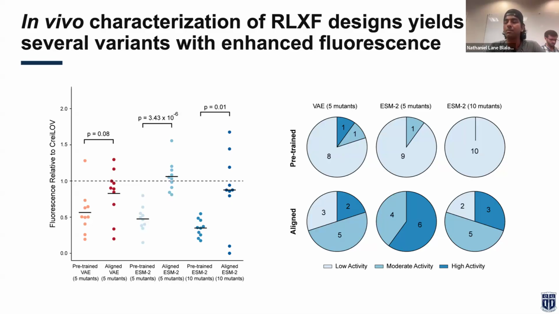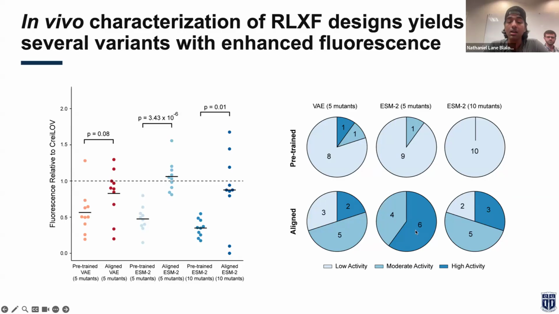Oftentimes in protein engineering papers, you may find that they will take a model and then order thousands of sequences and they would get a hit. That is not necessary with RLXF. As you can see, we only ordered 10 sequences from each of these groups. And in the aligned ESM2 5 mutant experimental group, you can see that we got a 60% hit rate where high activity is defined as greater than wild type.